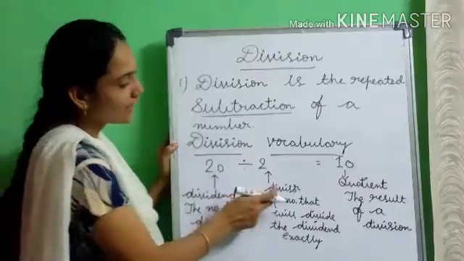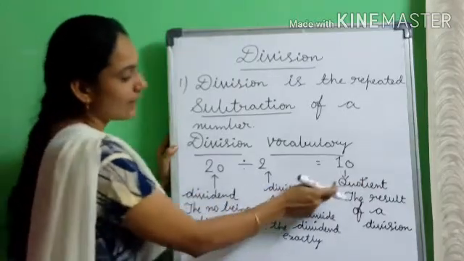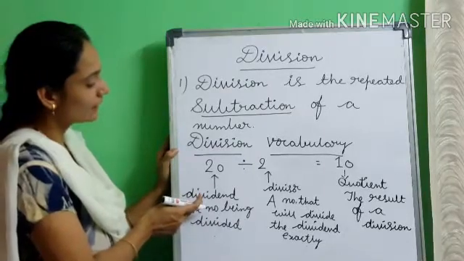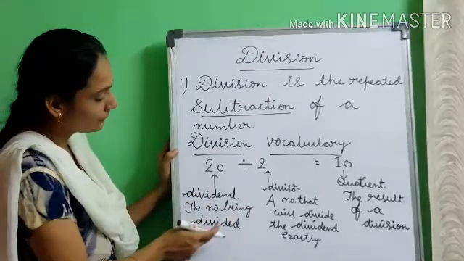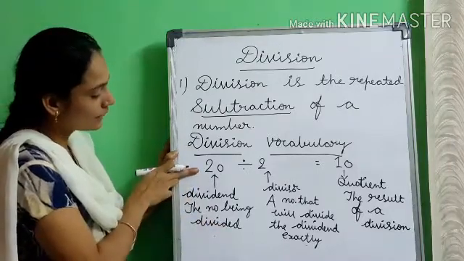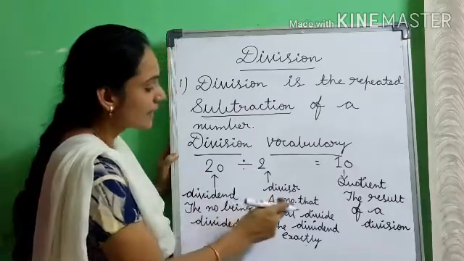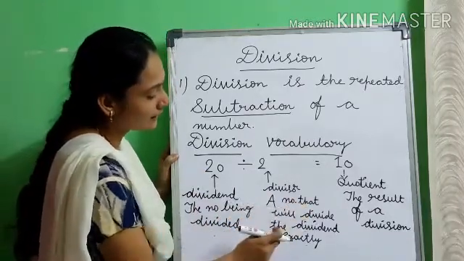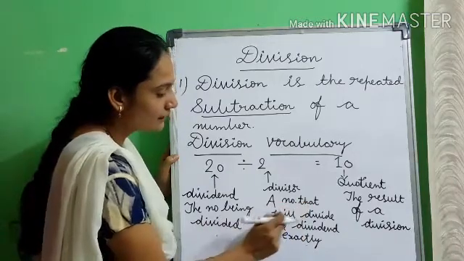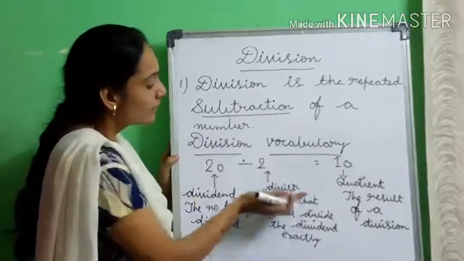Dividend, divisor, quotient and remainder. What is called dividend? Dividend means the number being divided. The number being divided is called dividend. What is called divisor? Divisor means a number that will divide the dividend exactly. A number that will divide the dividend exactly is called divisor.